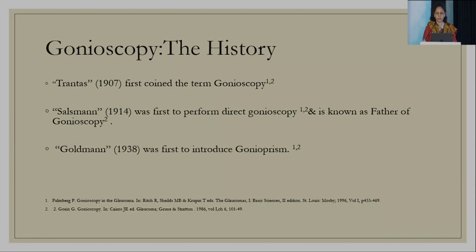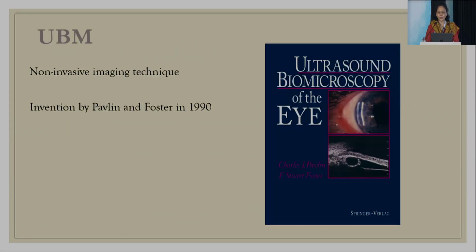Before we go into the clinical part, let's have a look at the history. It could be a viva question for you: who was the first person to coin the term gonioscopy? Trantas is the answer, although Salzmann is known as the father of gonioscopy. And UBM was the technique which revolutionized the field of angle evaluation, because after that there was no looking back. It was conceptualized and started in 1990. There is a difference between a subjective and an objective angle assessment. Let's understand the difference between the two.